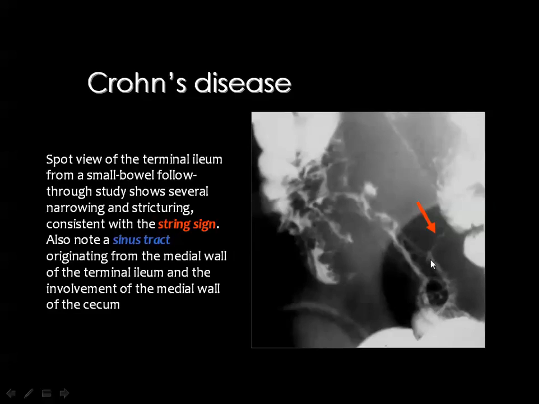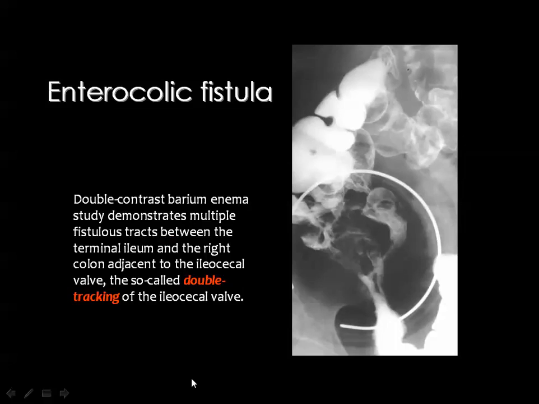Then you can see this tract of barium going outside the bowel lumen. If this is not communicating with any other bowel loop, this is known as a sinus tract, but if it communicates with another lumen, then it is known as a fistula.